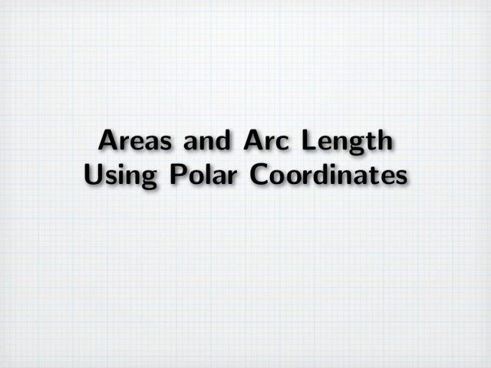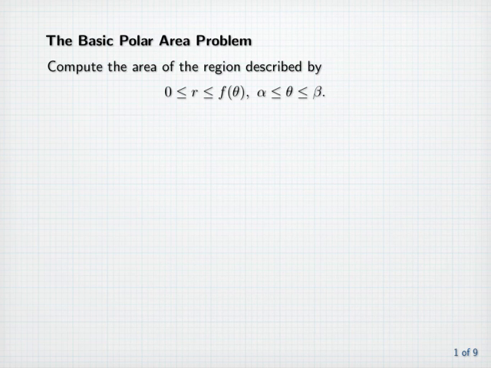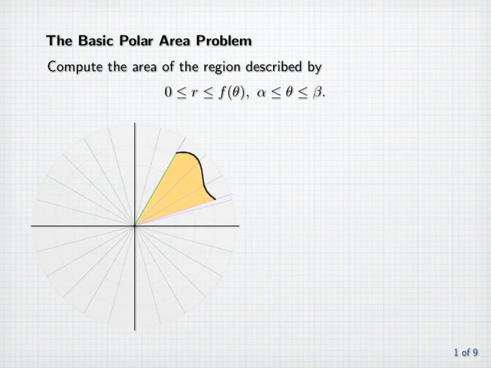Areas and arc length using polar coordinates. The basic area problem. We want to compute the area of a region in which r is between 0 and f of theta, and theta is between angles alpha and beta. Here's a generic picture of such a region.